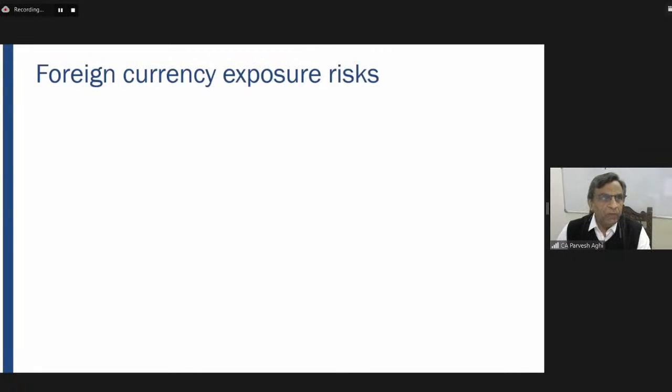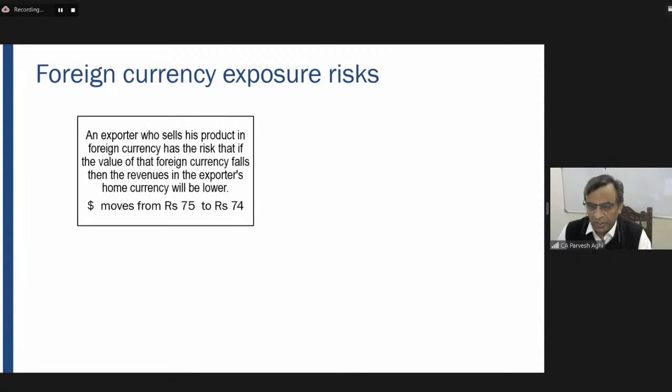Okay, so how does the risk arise because of the currency exposure? We'll learn that. So the first example comes to an exporter. Suppose you are an exporter, okay?